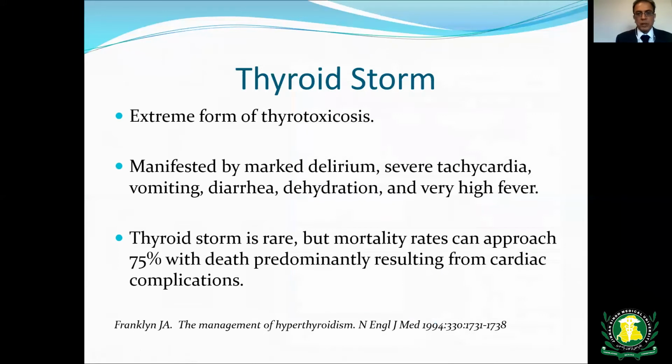So what is thyroid storm? It is an extreme form of thyrotoxicosis manifested by marked delirium, severe tachycardia, vomiting, diarrhea, dehydration, and very high fever. So in summary, all the metabolic systems are at the highest level. It's rare, but mortality can approach 75%, with death predominantly due to cardiac complications.